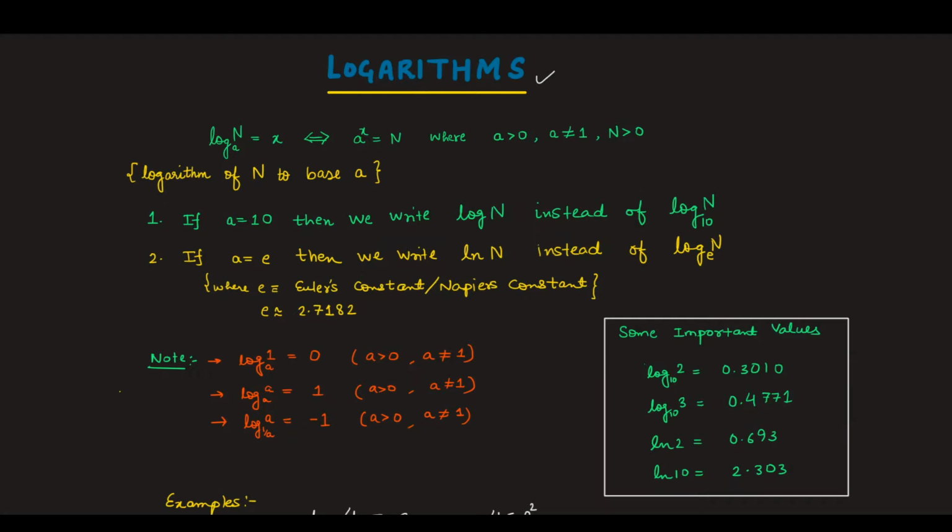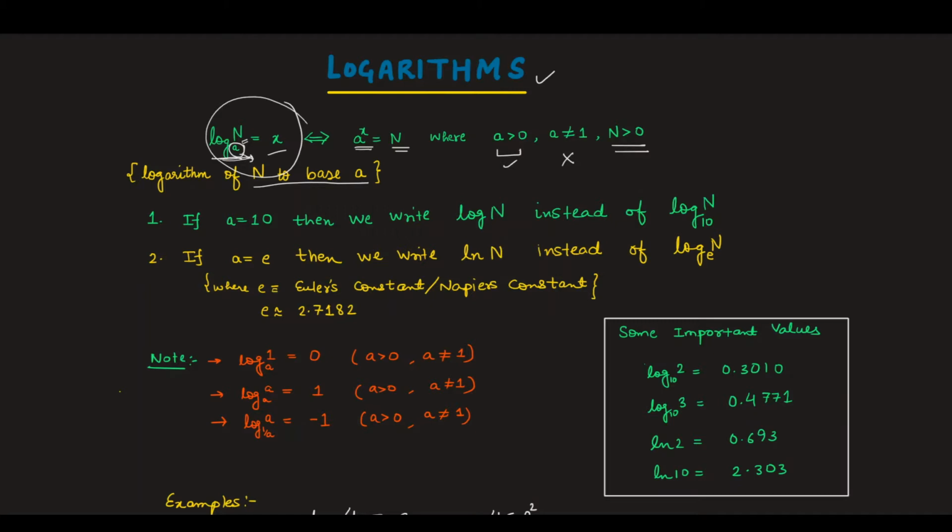Okay, so let's start. When we write log n to the base a equals x, this small a is known as the base. It is read as logarithm of n to the base a is x. And what does it mean? It means a to the power x is equal to n, where there are several conditions for this to be a valid logarithm: this small a, that is the base, should be greater than 0 and should not be equal to 1, and also this number n should be greater than 0.